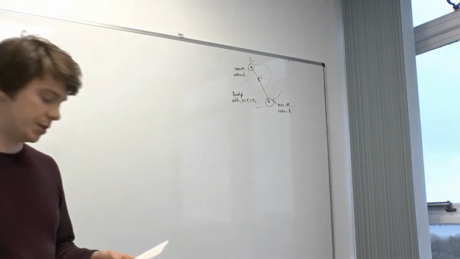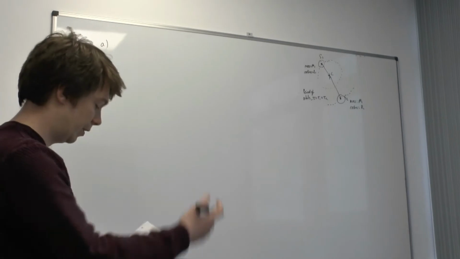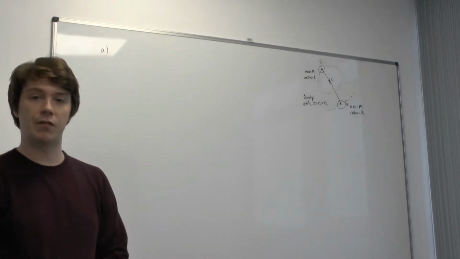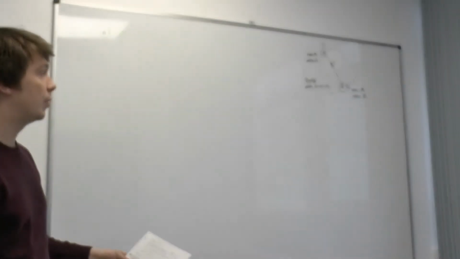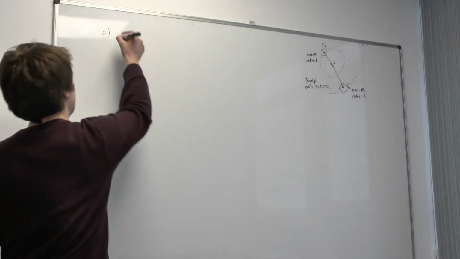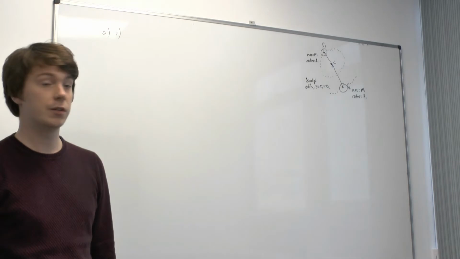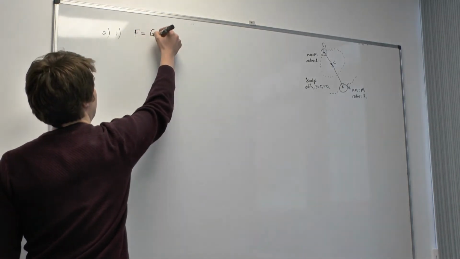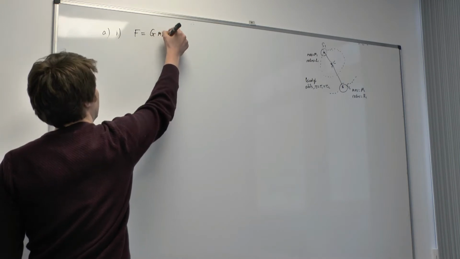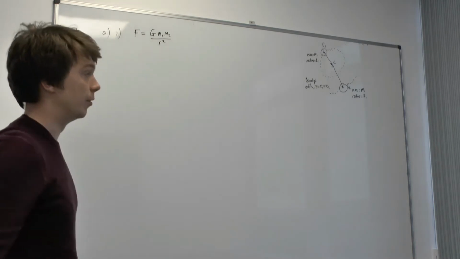So question A first asks us, using the variables that we've been given, to write an expression for the gravitational force F acting on both the stars. So first of all, the gravitational force between the two stars will be described by Newton's law of gravitation, which we can write down immediately. So F is equal to the gravitational constant G times m1 times m2 divided by the radius between the two.